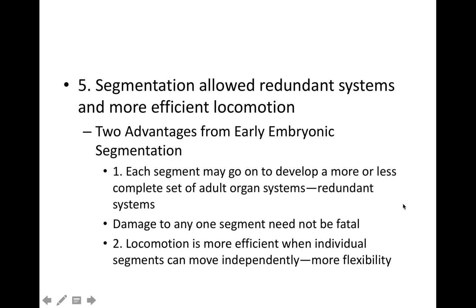All right. Finally, the fifth transitional plan for animals is segmentation. A lot of animals do have segmentation, which means that systems are very redundant or copied, but it did allow for more efficient locomotion, which means movement. Each segment goes on to develop a more or less complete set of adult organ systems. We call that the redundant system, which means that if any one of these parts gets damaged, it's not going to be fatal because they have lots of other redundant systems to pick up the slack. And locomotion is a little bit more efficient because segments can move independently and they're a bit more flexible in their movement.